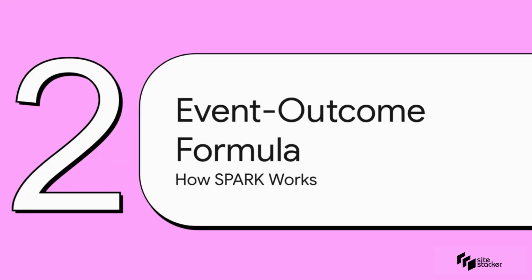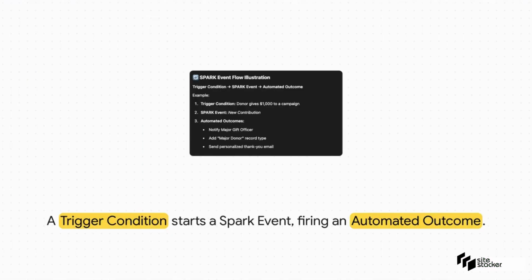And here's the best part. The real beauty of Spark is just how simple it is. Everything it does, no matter how complex it seems, boils down to one super simple formula. Once you get this logic, you can automate almost anything. Okay, check this out. Here's that formula in action. It all starts with a trigger. Let's say a donor gives more than $1,000. That action creates an event in the system. Spark sees that event happen and bam, it fires off the outcomes you set up. Maybe it sends a notification to your major gift officer, and it automatically tags that donor's record as a major donor. See, an event happens and it triggers an automated outcome.